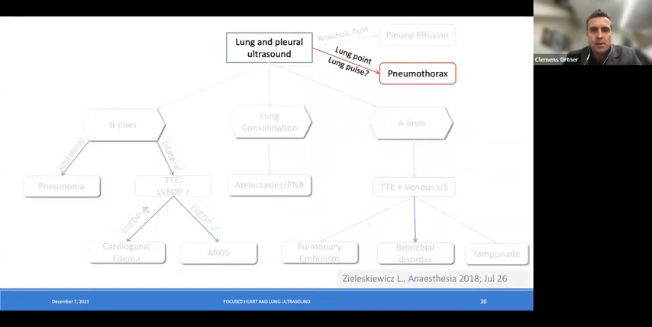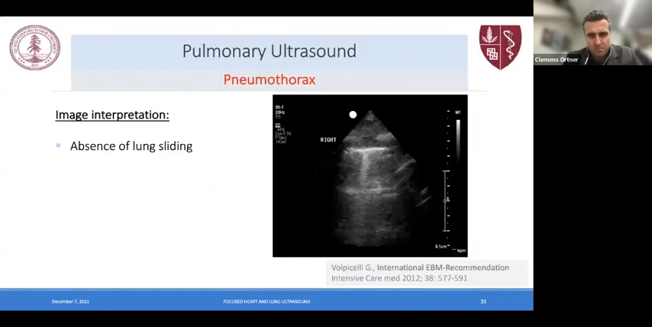Good. Okay. So the next question: let's say we have excluded our pleural effusion, and then we are asking ourselves, might there be a pneumothorax present? Any ideas how you diagnose a pneumothorax on lung ultrasound? What could be indicators of a pneumothorax? Any ideas?